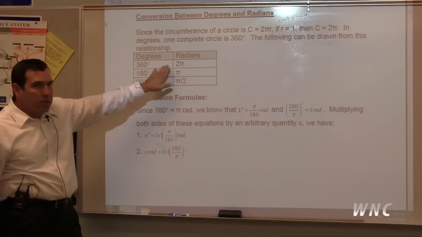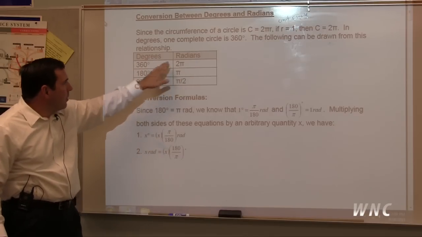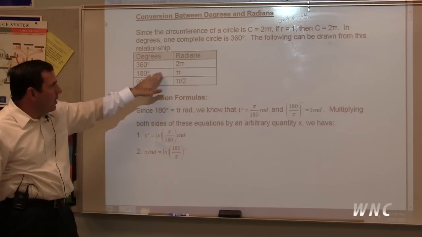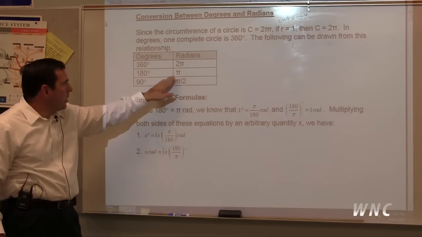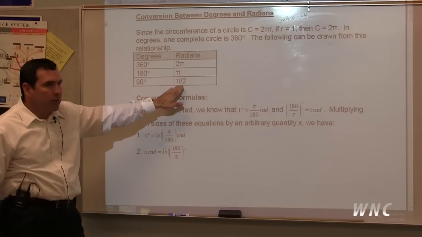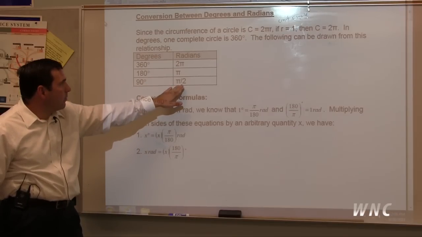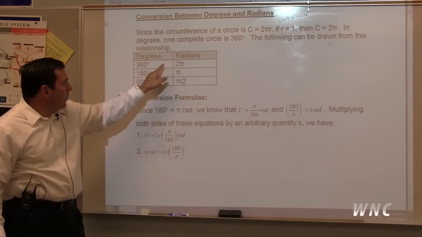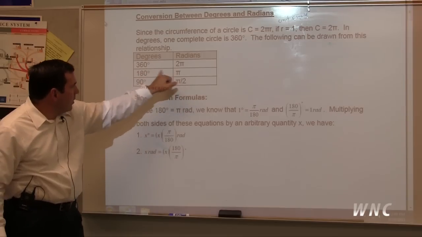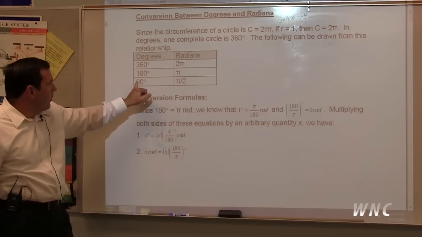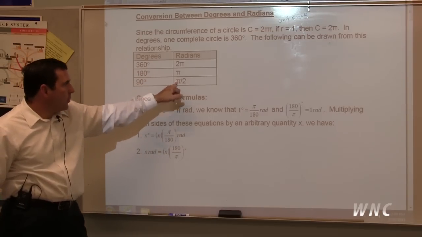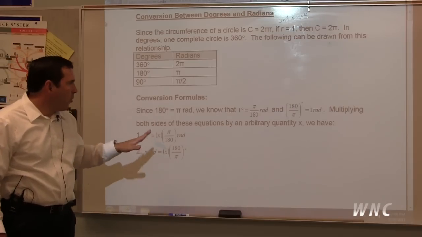360 degrees is 2 pi radians, whereas 180 degrees would then be pi radians, and 90 degrees is pi over 2 radians. See that relationship? Dividing by 2, you get 180 and pi. Dividing by 2 again, 90 and pi over 2. So our conversion formula is the following.